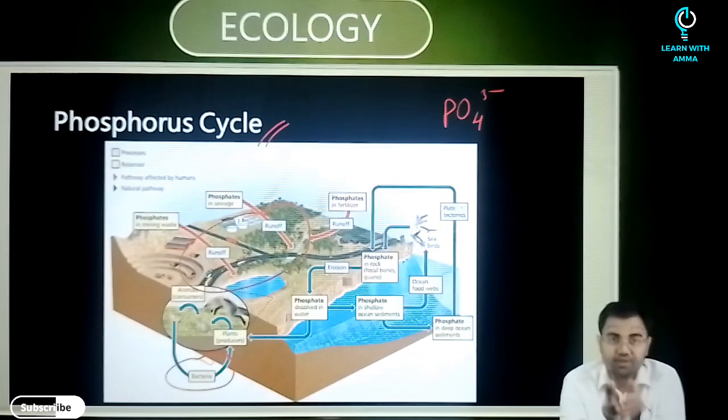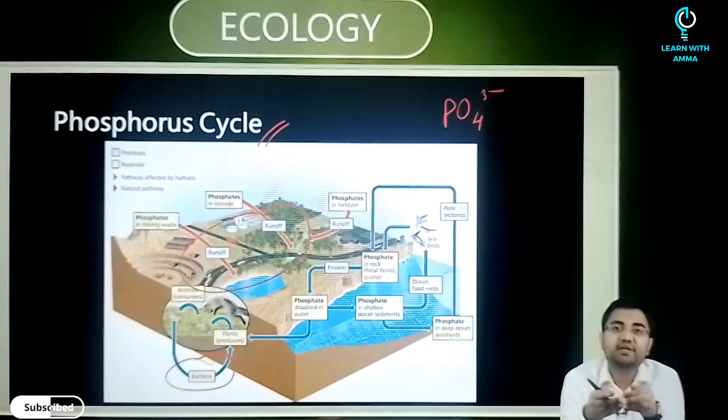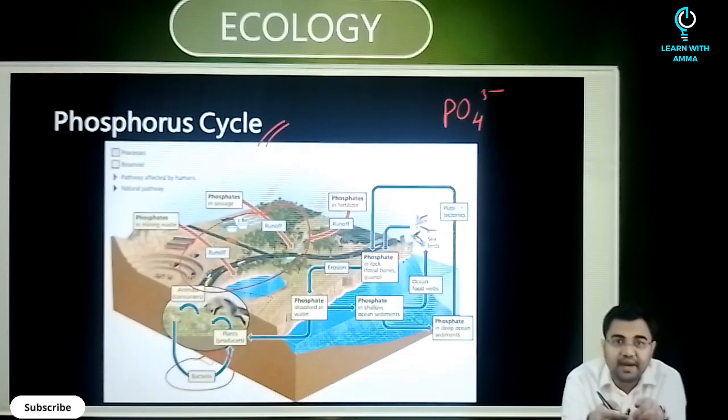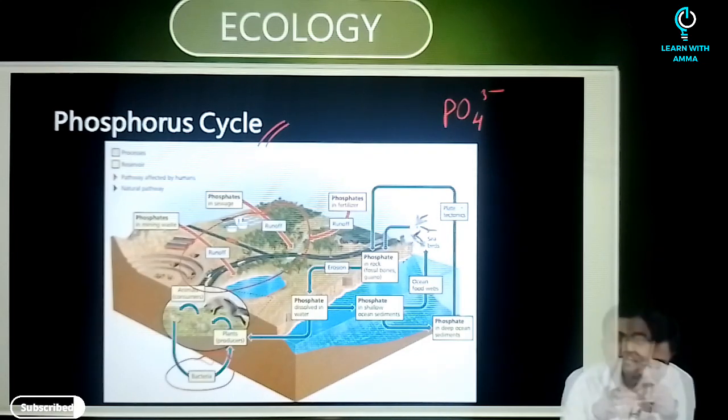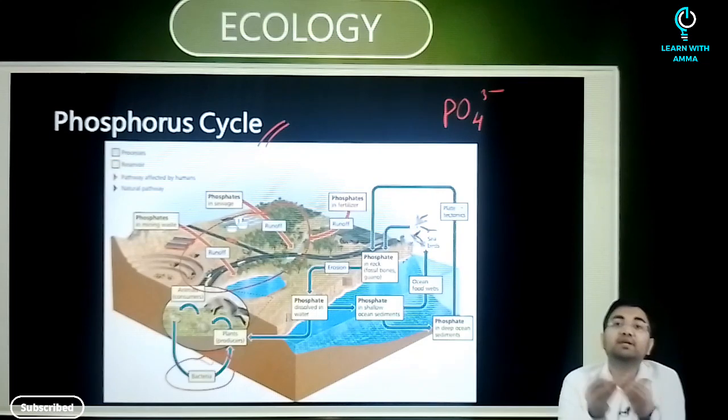Now in both consumers as well as producers, phosphates are very important constituents of nucleic acids. Now phosphates are major components of our bones and teeth also. Phosphates can be lost from the cycle for long periods when they are washed from the land into the streams of rivers and carried to the oceans. So there it can be deposited as marine sediments and be trapped there for millions of years.